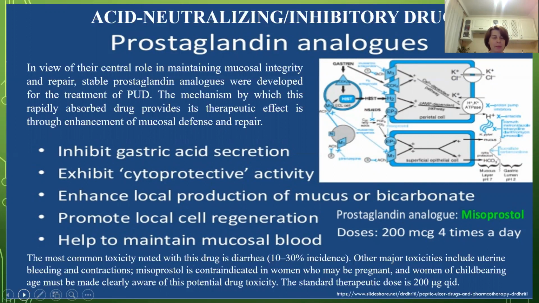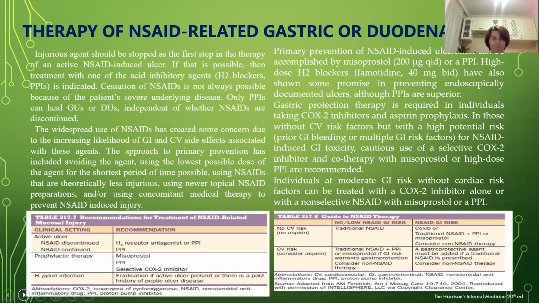The most common toxicity noted with this drug is diarrhea, but it's not really common. Other major toxicities include uterine bleeding and contractions. Misoprostol, which is the most frequently used prostaglandin analog, is contraindicated in women who may be pregnant and for women of childbearing age. They must be made clearly aware of this potential drug toxicity. The standard therapeutic dose is 200 micrograms 4 times a day.